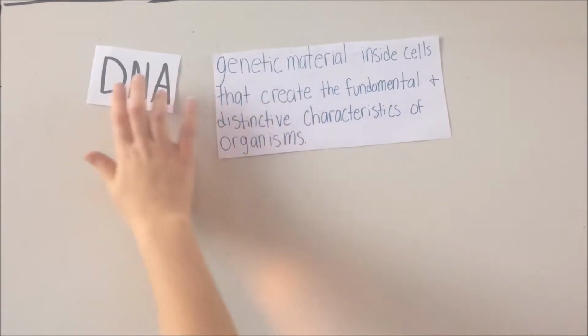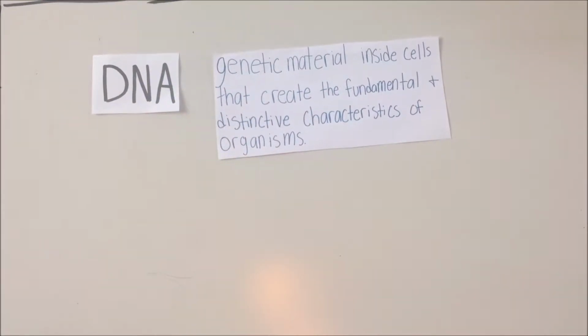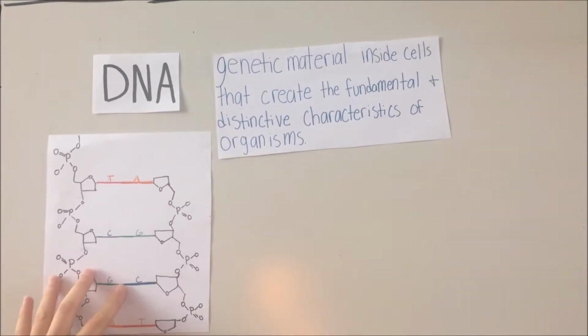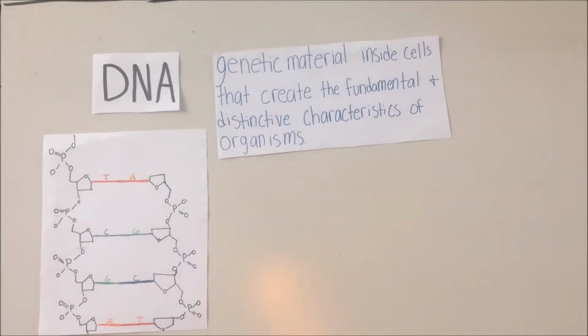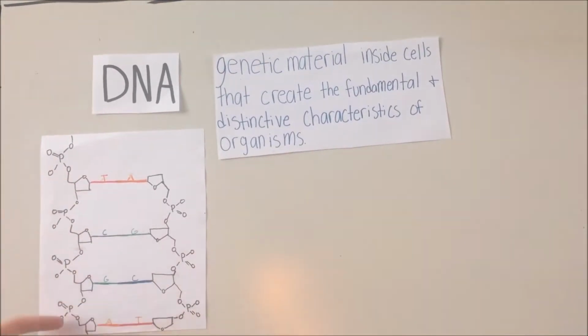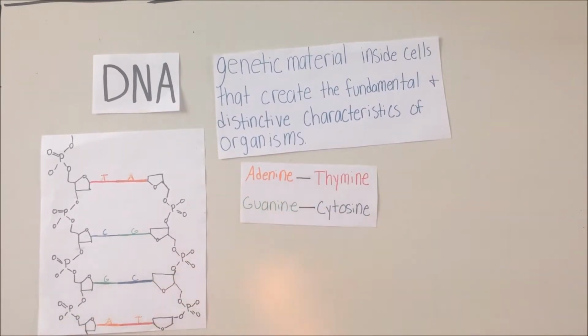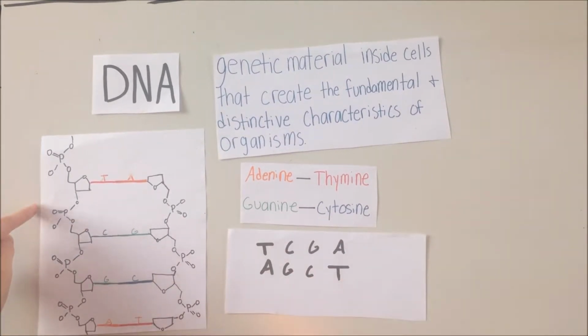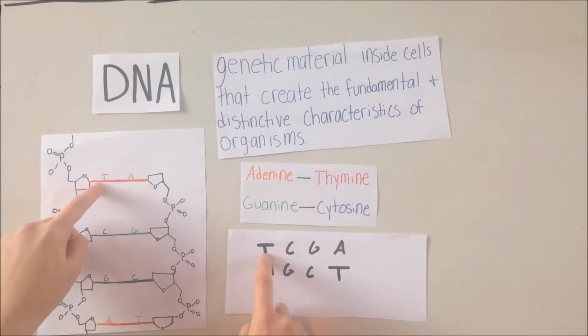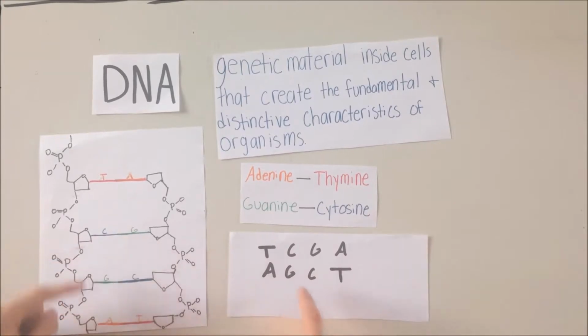First, let's start with the background of DNA. DNA is the genetic material inside cells that creates the fundamental and distinctive characteristics of organisms. In its most basic form, DNA is like a ladder, with a phospho-sugar backbone and nitrogen bases making up the rungs. Adenine always pairs with thymine, and guanine always pairs with cytosine. This DNA sequence can also be written like this: T, A, C, G, etc.